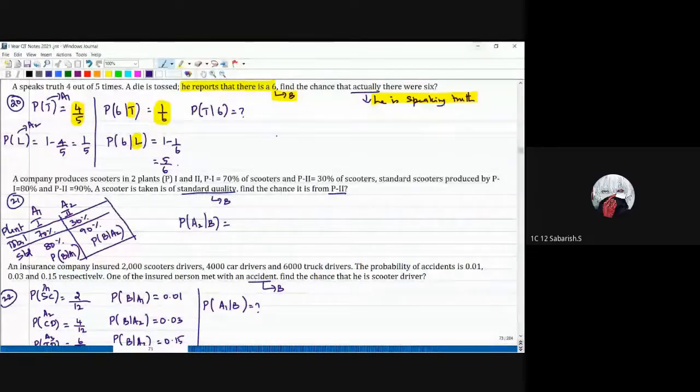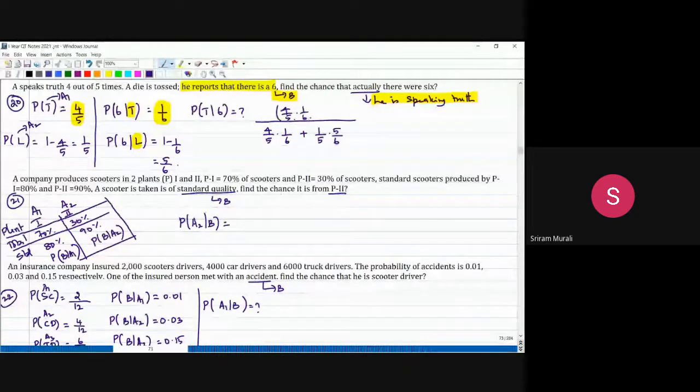Okay, sir. Now, what is the question? There was a 6. He is speaking the truth. Actually, there was a 6. What is the chance? In the two cases, speaking the truth has probability 4 by 5, and the respective chance is 1 by 6. Or he may speak a lie, whose respective probability is 5 by 6. So the numerator will be 4 by 5 into 1 by 6.